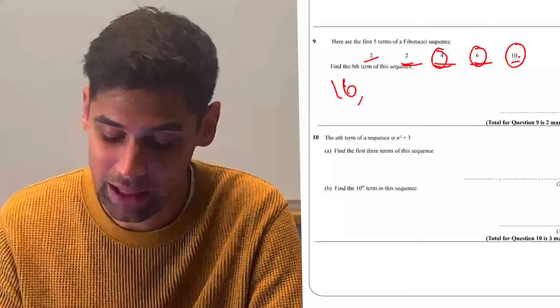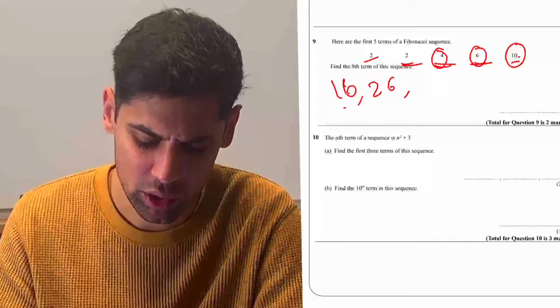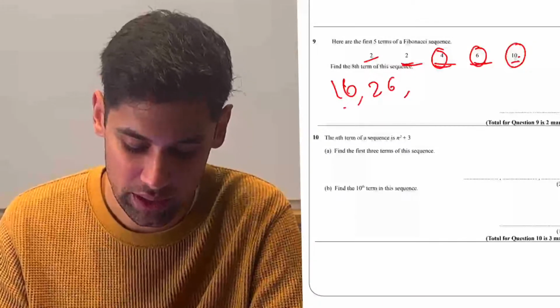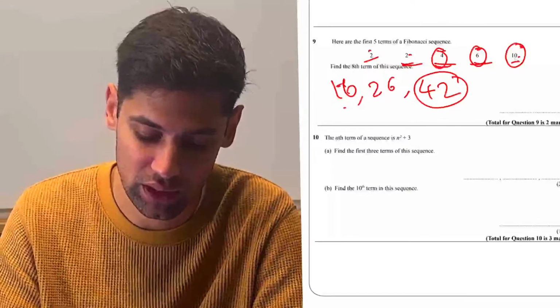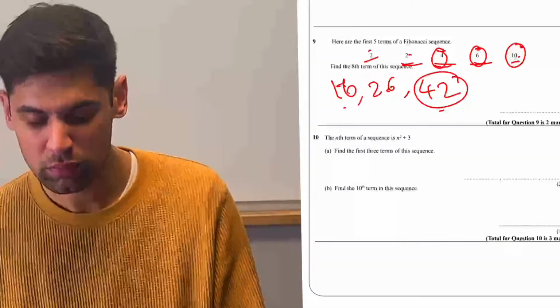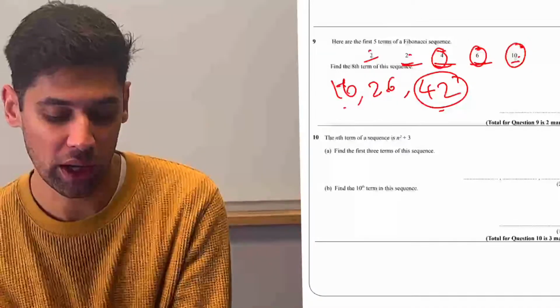The next one is going to be 10 plus 16 is 26. I think that's the 7th term, so one more. So 16 plus 26 is going to be 42. 42 is the 8th term. 1, 2, 3, 4, 5, 6, 7, 8. Yes, indeed. That's the Fibonacci sequence, just adding together the previous 2 terms to work out the next one.